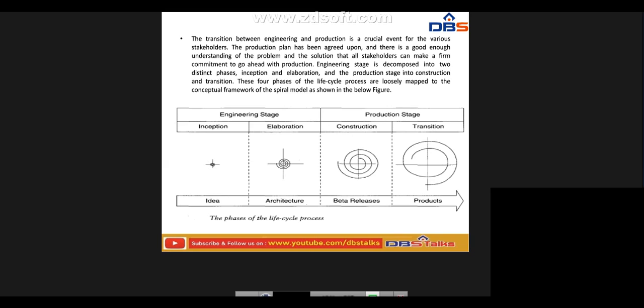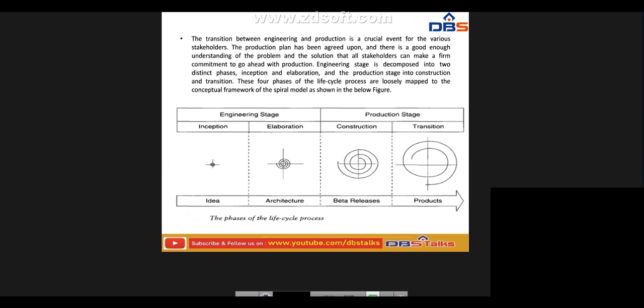Whenever you go for the transition, it will be defined as two stages: the engineering and production stage. The engineering stage is the combination of inception and elaboration. The production stage is based upon construction and transition. The four phases of the life cycle process are loosely mapped to the conceptual framework of the spiral model. Here we can define the four stages: idea, architecture, beta release and production.